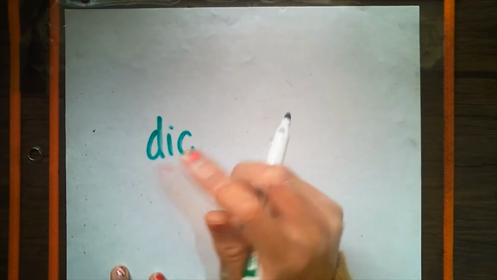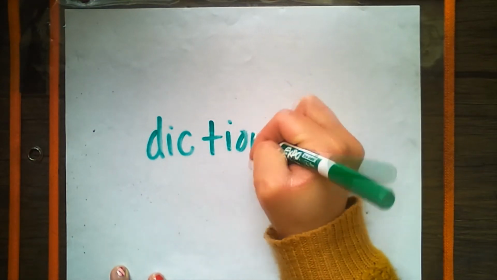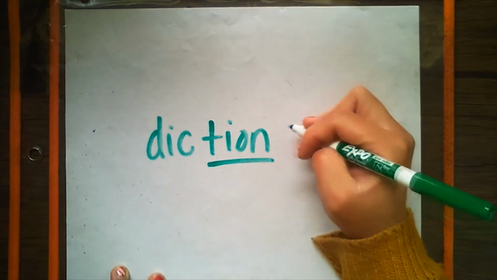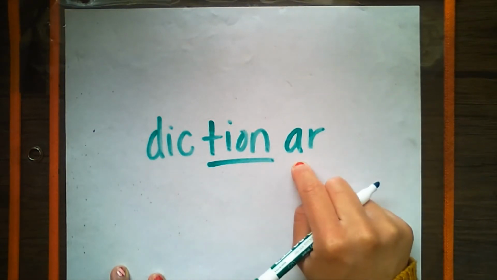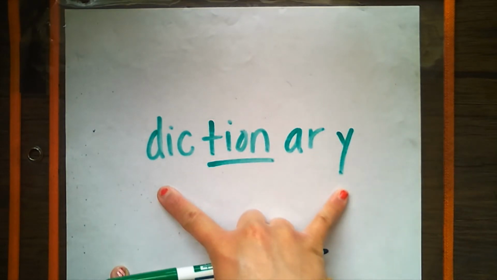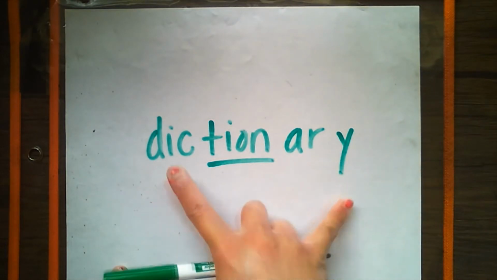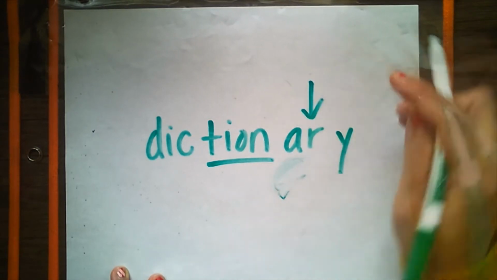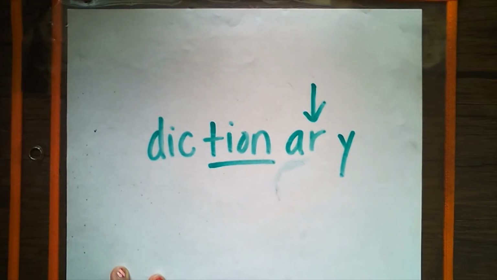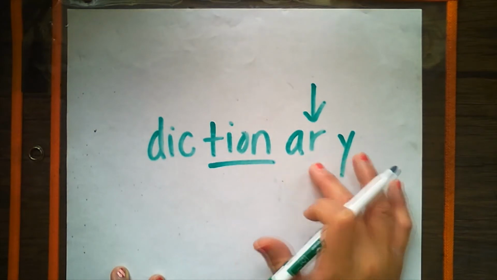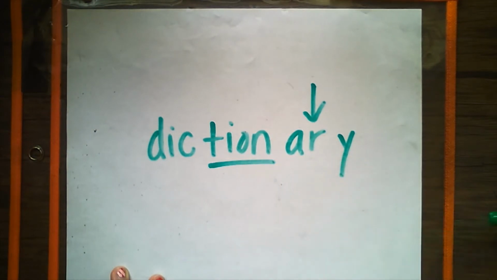Read dick. Read shun, and that's an irregular syllable. Read air. Read e. Read the whole word, dictionary. My friends, right here, you'll notice that this changed. You'll notice that this sound changed from air to E to make dictionary. In this particular word, this is an irregular spelling sound.